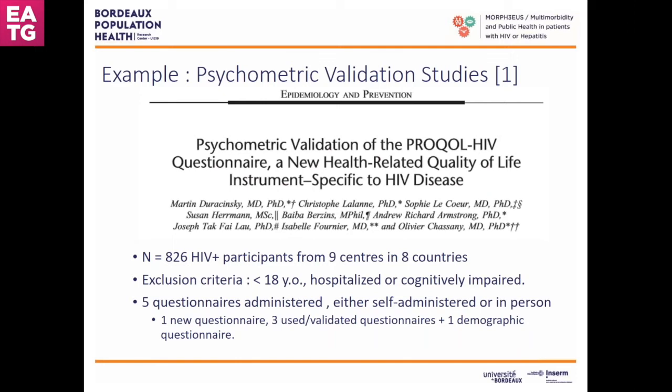So I wanted to just highlight some of the methods of this study. It involved 826 HIV positive participants from 9 centers and in 8 different countries. And one of the key ways in which these questionnaires are validated is by comparing the newly developed questionnaire in the different dimensions to other validated questionnaires. And the demographic information is especially important, because we need to also develop guidance on the interpretability and their responsiveness. So how are these quality of life scores corresponding to different disease states?